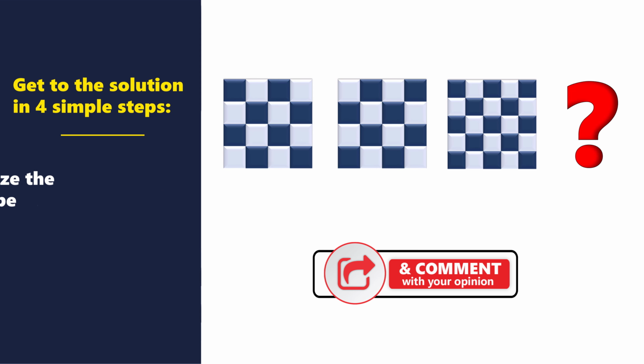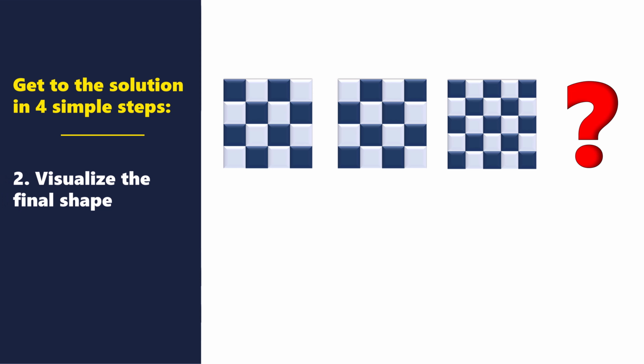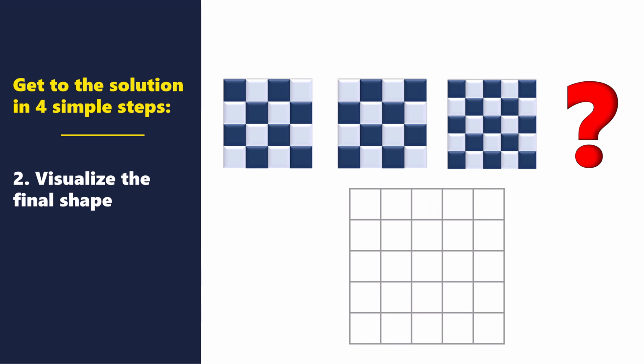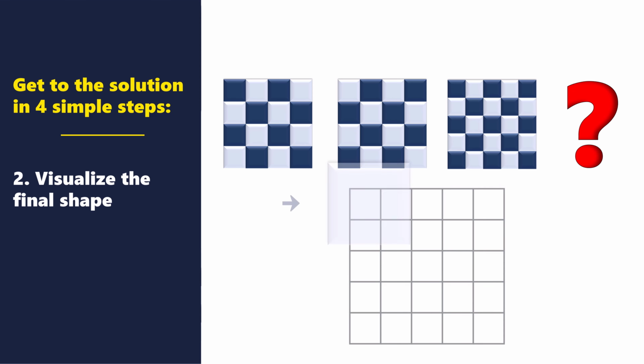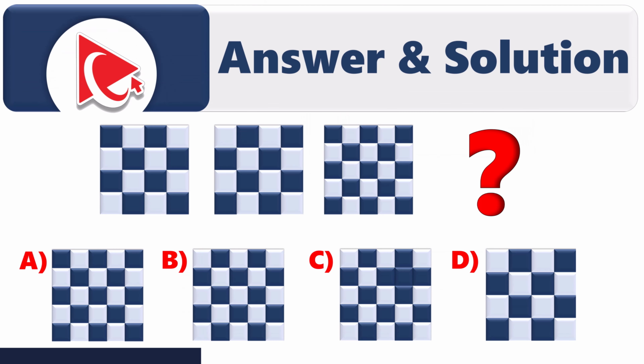Now it's time to go to step 2. In step 2, we need to visualize the final shape. Based on what we've just learned, our final shape should be 5 by 5 in size with alternating colors and should have a lighter small square in the upper left corner. There are 2 choices that match this option, choices B and C.